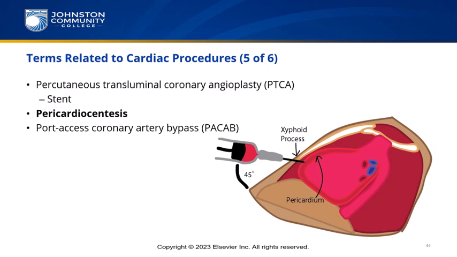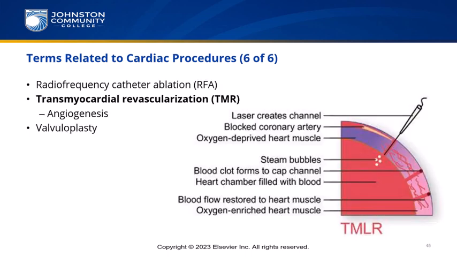And finally, we have a port access coronary artery bypass, which is a procedure in which the heart is stopped and a bypass surgery is accomplished through small incision in the chest wall. Radiofrequency catheter ablation is the destruction of abnormal cardiac electrical pathways causing arrhythmias. Transmyocardial revascularization is a procedure used to relieve severe angina in a patient who cannot tolerate a coronary artery bypass graft or a percutaneous transluminal coronary angioplasty.